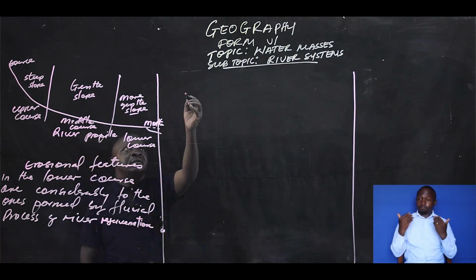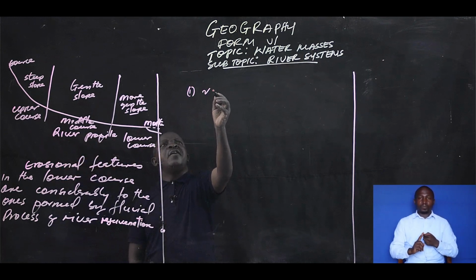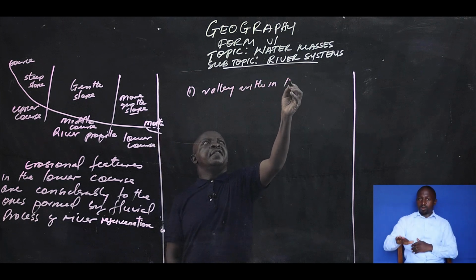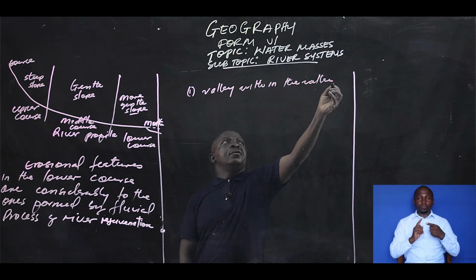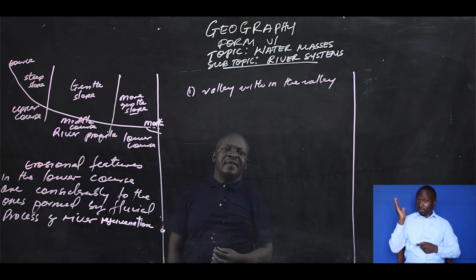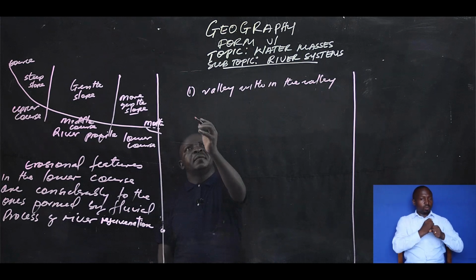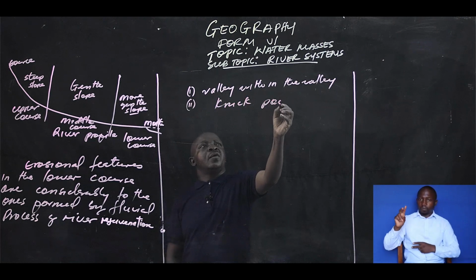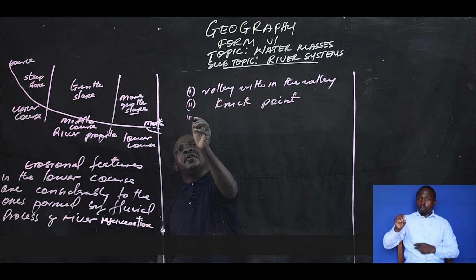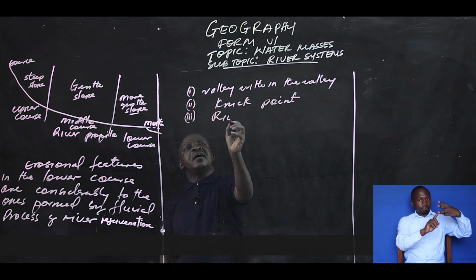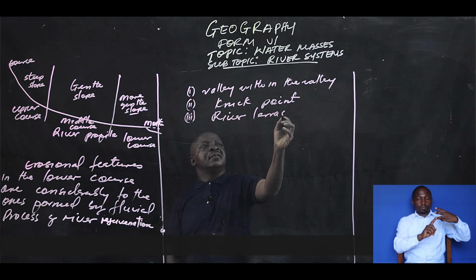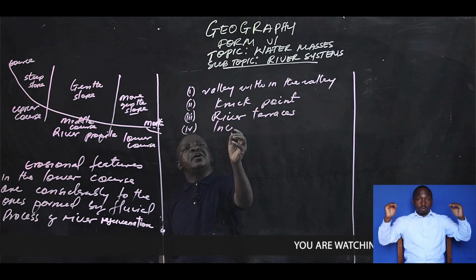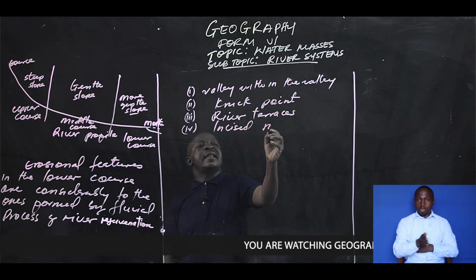So we have here 1, valley within the valley. This results as erosive activity is renewed. 2, knick point. 3, river terraces. 4, incised meanders.